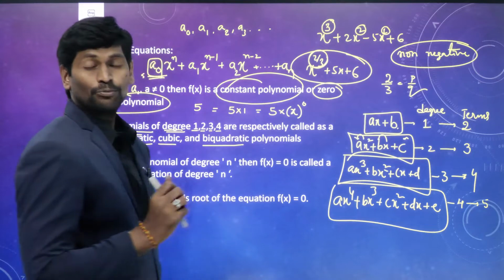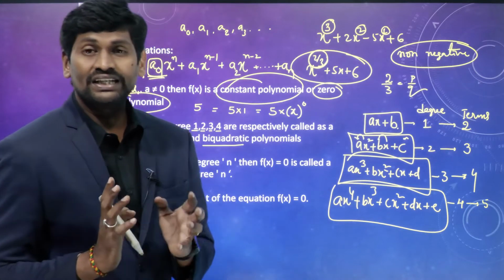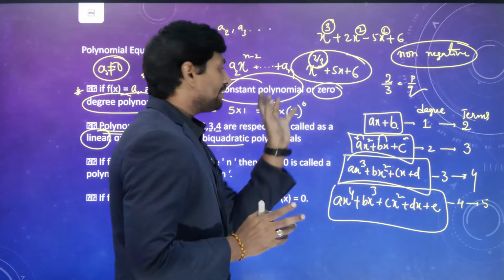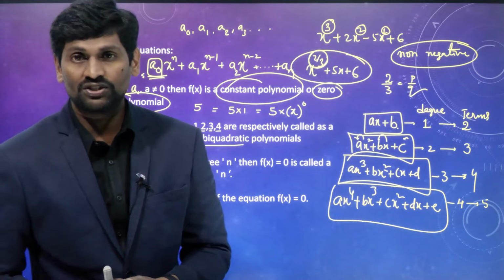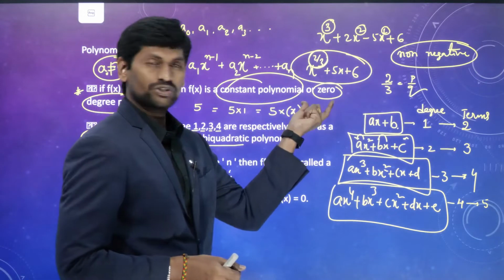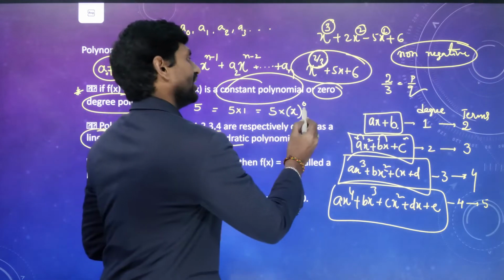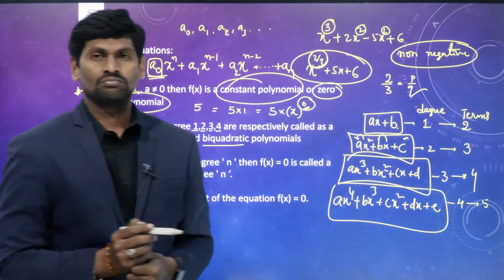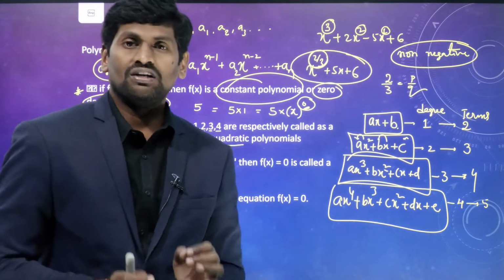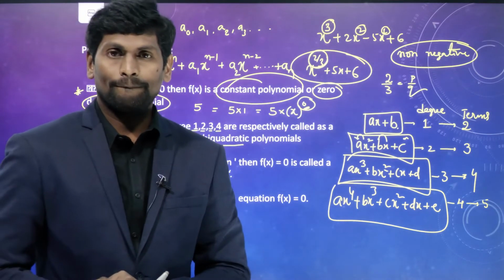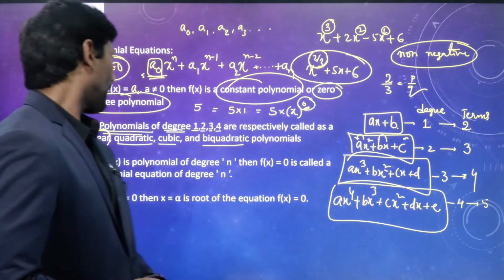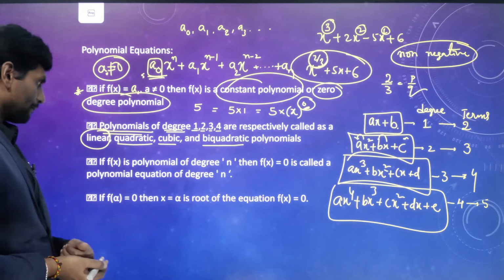According to the law of exponents, we know that any number a power 0 equals 1. Same way, x power 0 equals 1. This 1 we are representing like this, then we can identify its degree is 0. So, a degree 0 polynomial is called a constant polynomial. Okay? Let us check here.